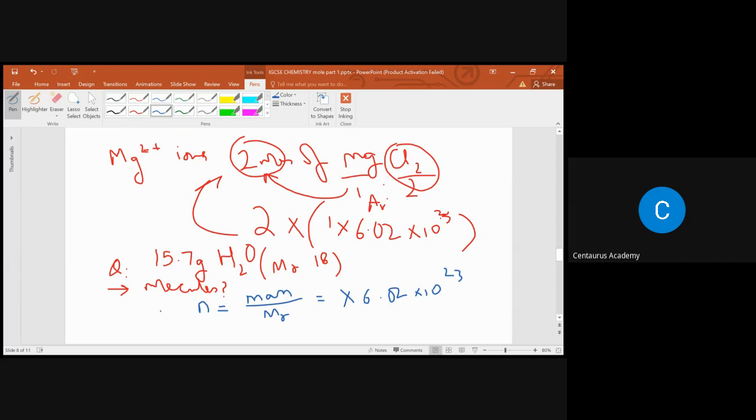Okay. But supposing I say how many atoms are present in the same quantity, in 15.7 grams of water, how many atoms are present? Can someone tell me?